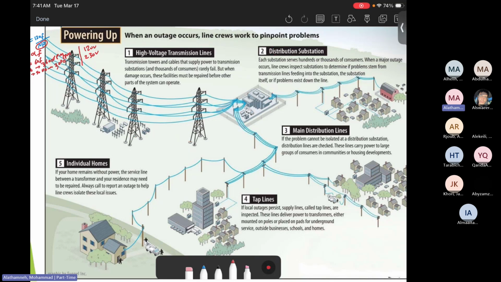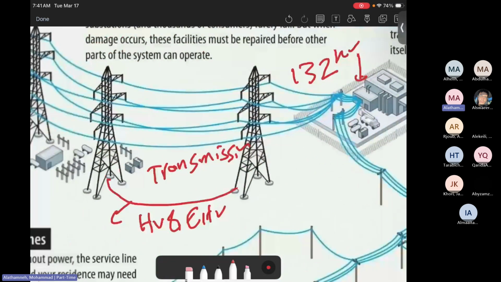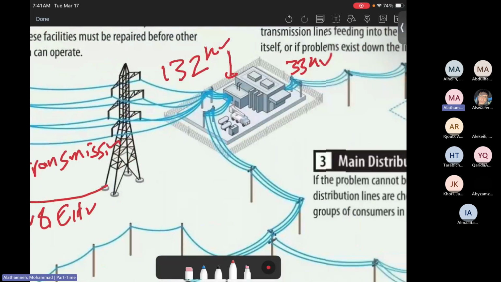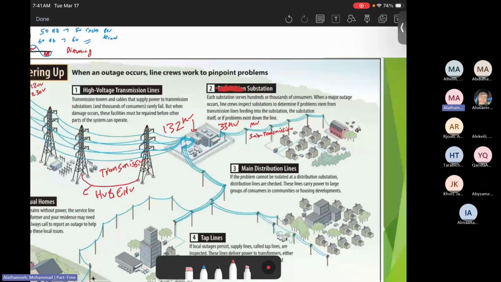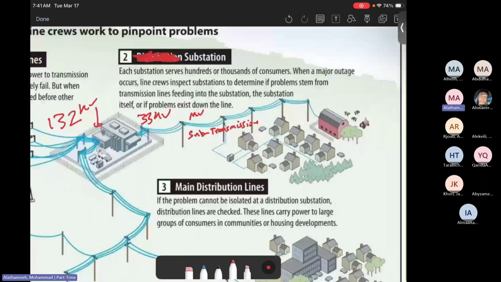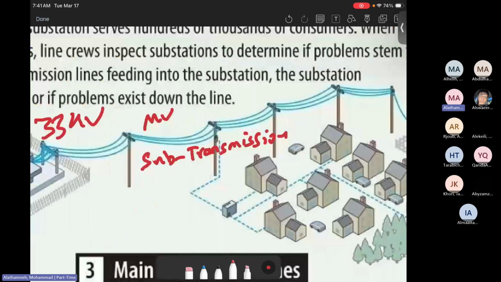So you can look at it. These big towers are high voltage, associated with the transmission. Now, these poles are medium voltage poles, associated with the sub-transmission. I think you have seen this before. You have seen the towers, you have seen these poles. There are many misconceptions. People say high voltage poles. They are not high voltage poles. They are medium voltage poles.